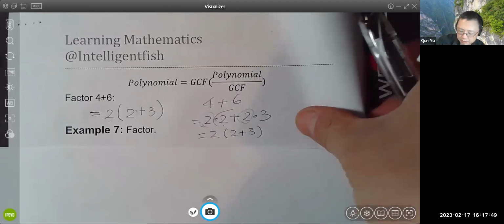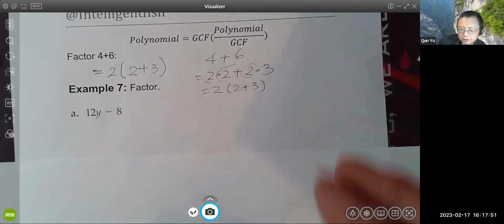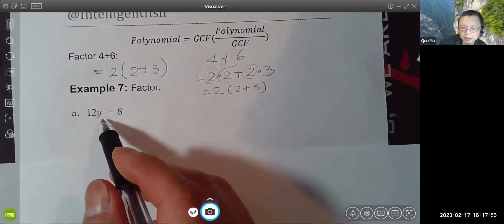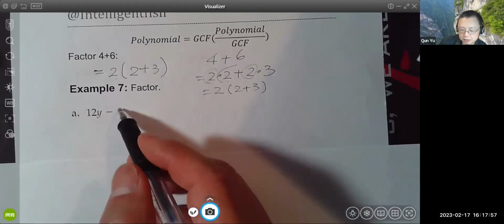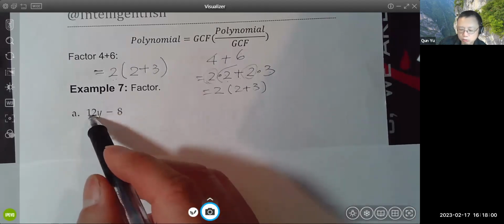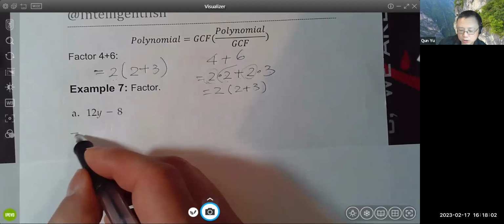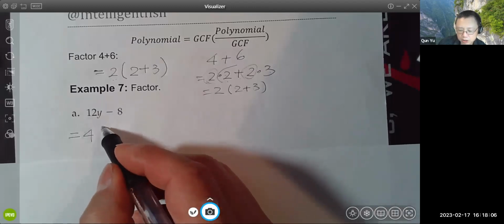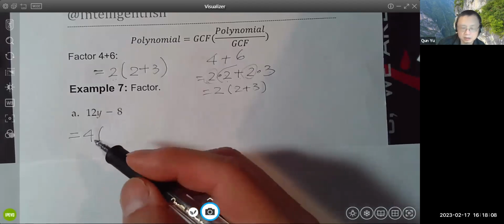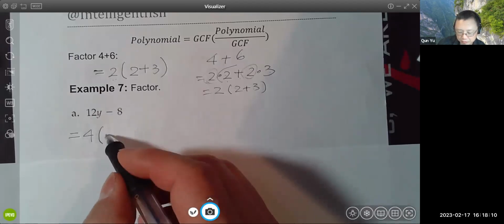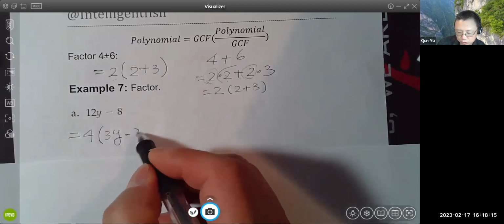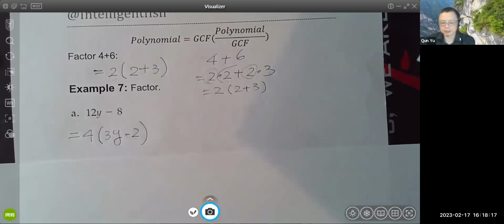Okay, look at our example. Factor it. And apparently, y is not going to be a common factor because there's no y in the second term. And between 12 and 8, 4 is the greatest common factor. So everything divided by 4 and put the result inside the parentheses. 12 divided by 4 is 3, so 3y. Negative 8 divided by 4 is negative 2. Yeah, we just factor out the greatest common factor.